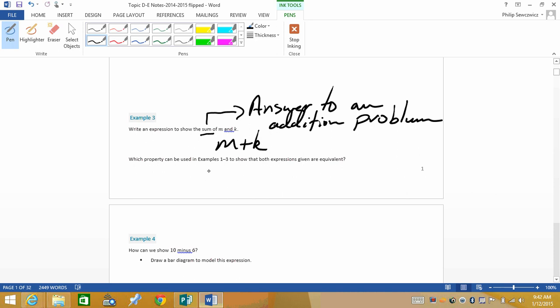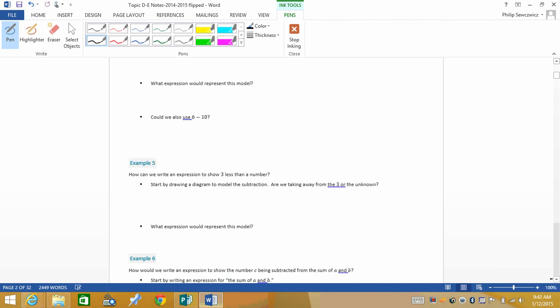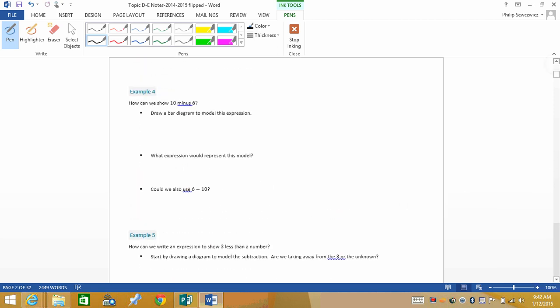Which property can be used in examples 1 through 3 to show, and we used that phrase already. What is it? Yes, commutative property. And remember, the commutative property of addition lets you flip the order around that you're looking at.